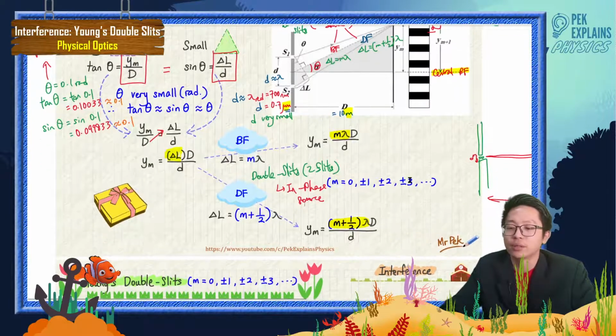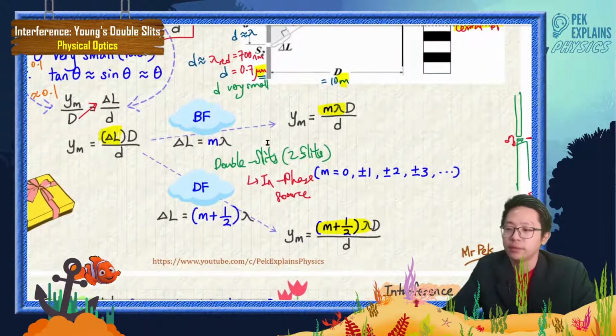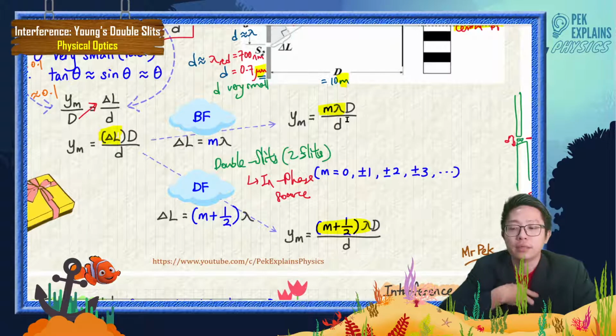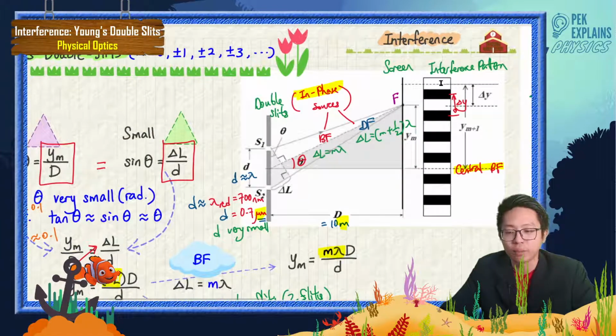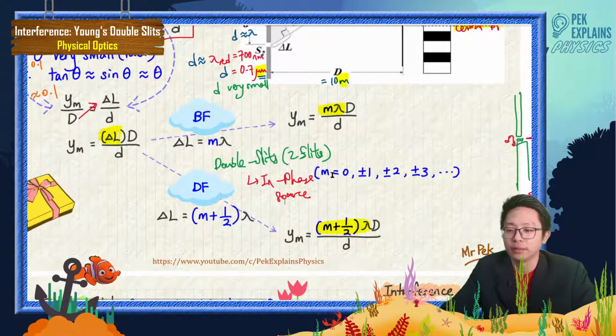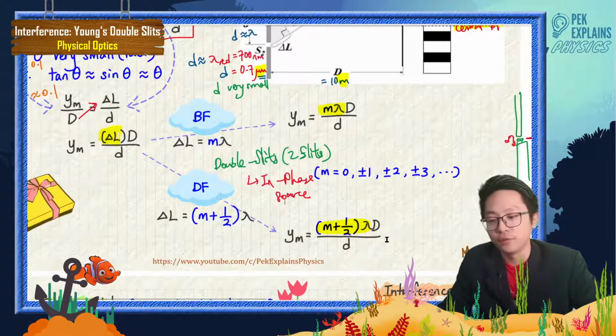So conclusion: for bright fringe in double slits, ym is m lambda D over d. For the dark fringe, ym is equal to m plus half lambda D over d, and this m starts from 0. It can be 0, 1, 2, 3, positive, negative, because there are both sides, the top part and the bottom part. So that's how we get the formula for double slits.